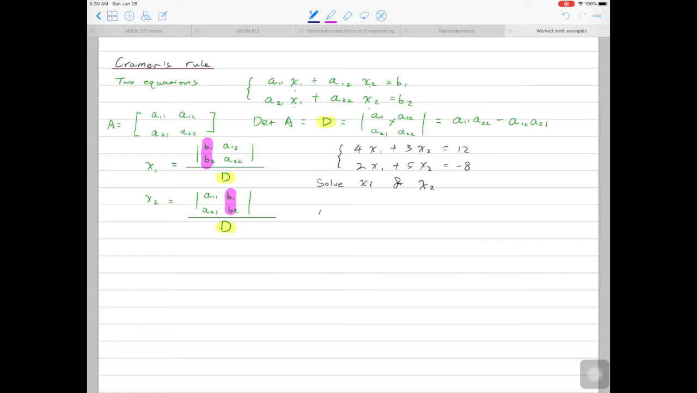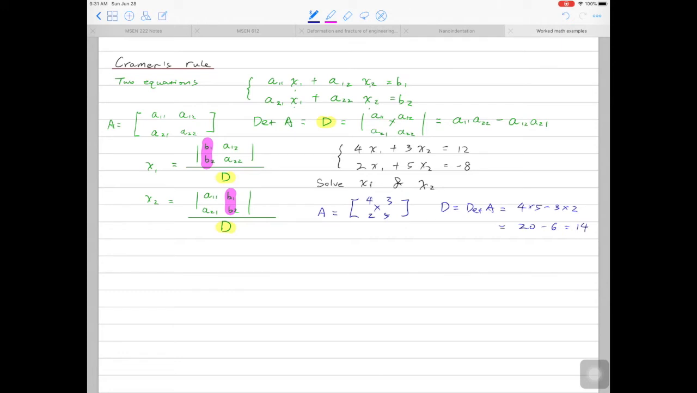So the first thing we can look at is the determinant of the matrix A. Matrix A can be written down as 4, 3, 2, 5. And the determinant D of A is simply 4 multiplied by 5 minus 3 multiplied by 2. That is equal to 20 minus 6, which gives you 14.